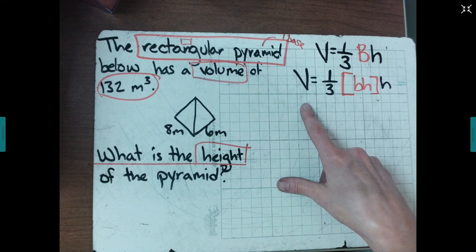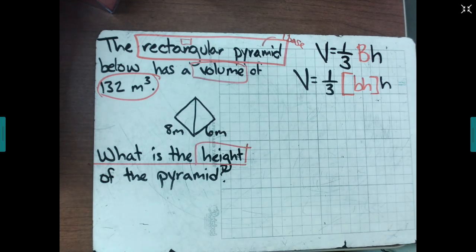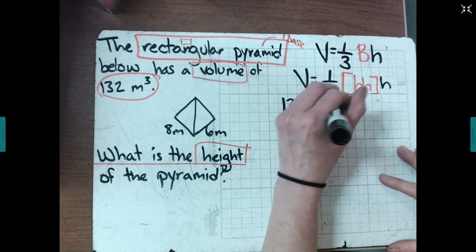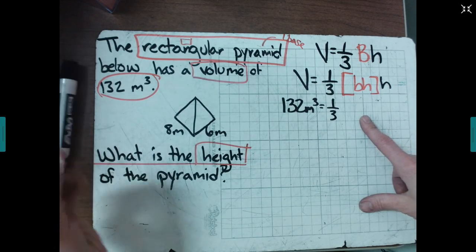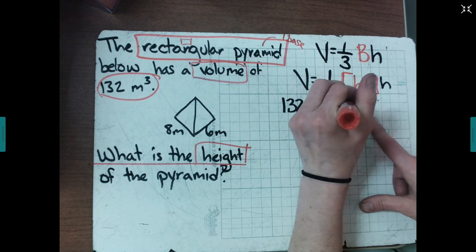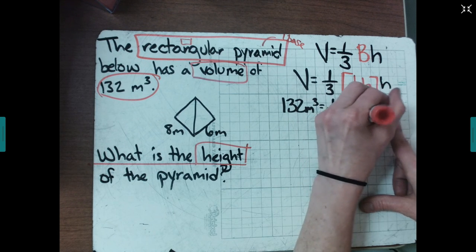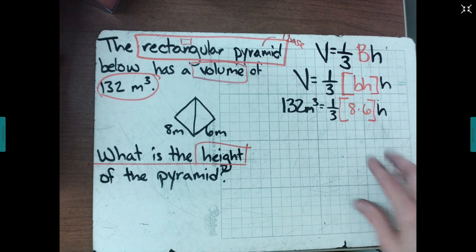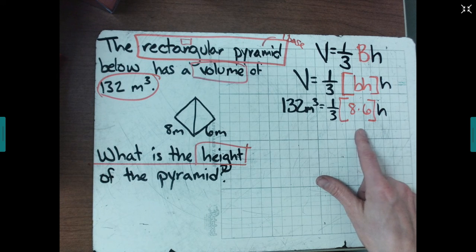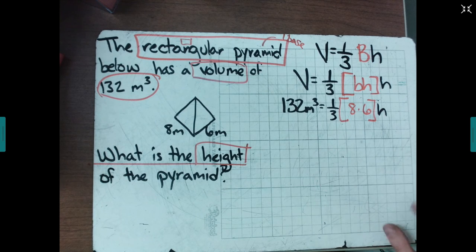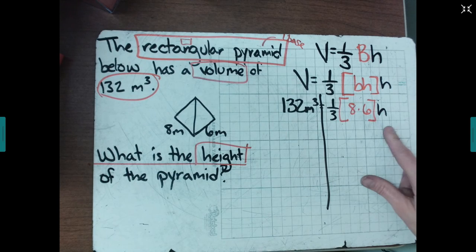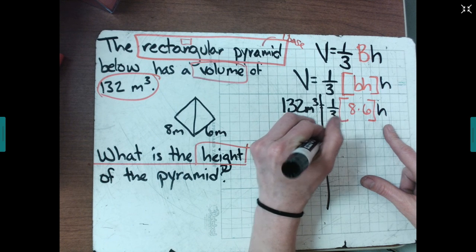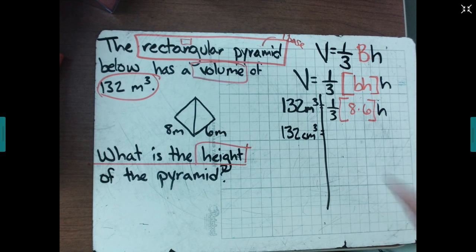I'm not solving for my volume. It's already been given to me. The volume is 132 cubic meters. Now the area of my base is 8 by 6. And I'm looking for the height of my pyramid. Okay, again, a lot of stuff is happening over here next to my height. So I'm going to clean that up so that I can isolate this height all by itself. I'm going to leave this 132 alone for a minute. 1/3 of 8 times 6.